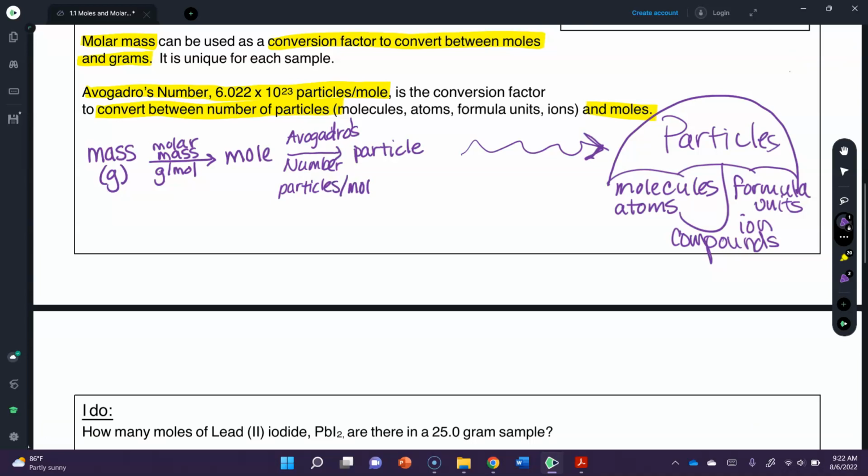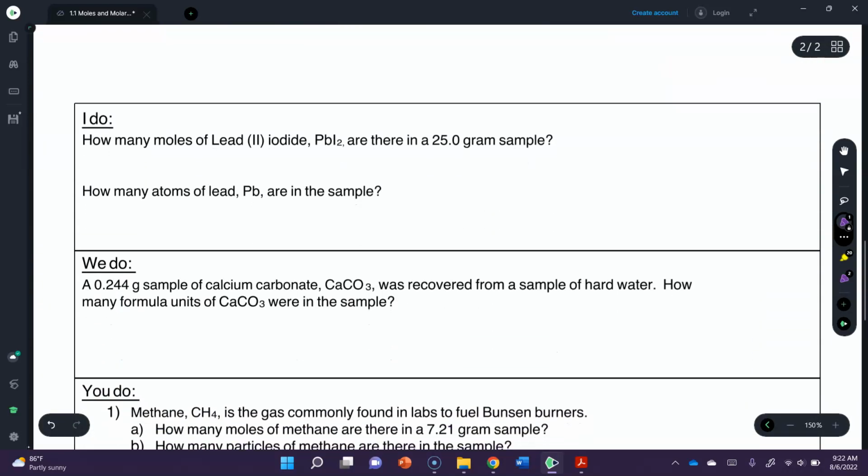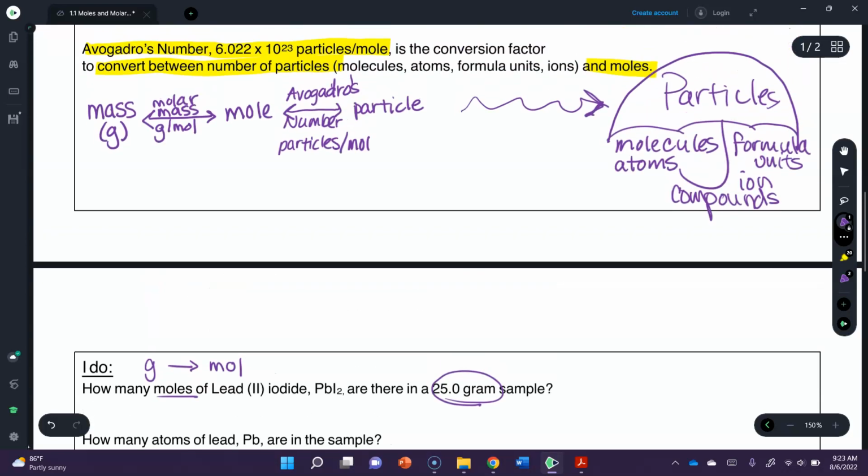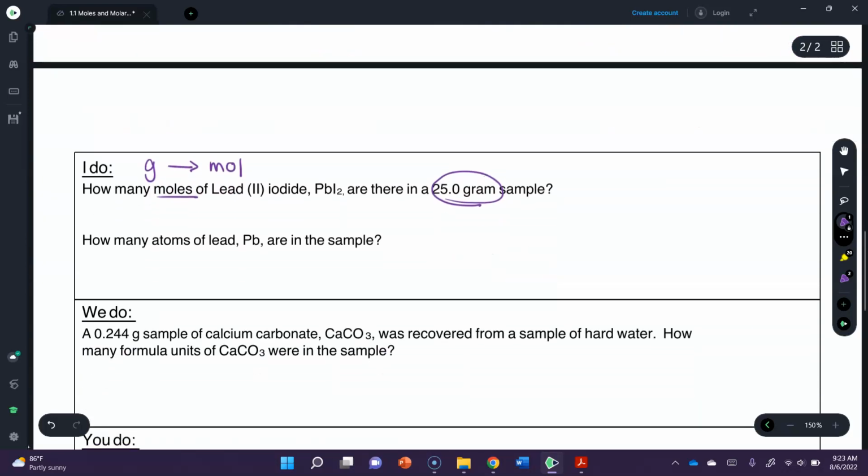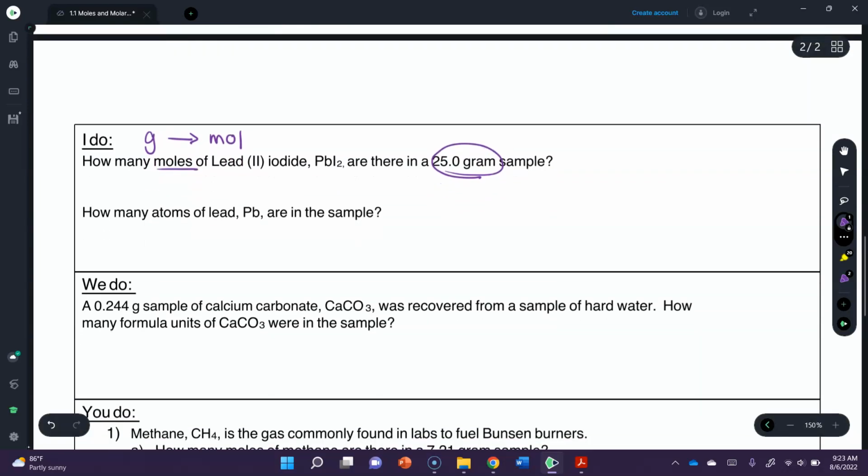Okay, so now let's look at how we can use this. Remember that if you can go one direction, you can flip that conversion factor and go another. So let's put this into practice. How many moles of lead iodide, or PbI2, are there in a 25-gram sample? So we are starting with 25 grams, and it wants us to go to moles. So we're going grams into moles. So that is this part here. That tells us that we need the molar mass of lead iodide. So we should calculate that first.